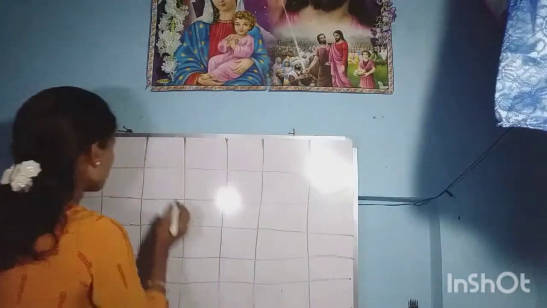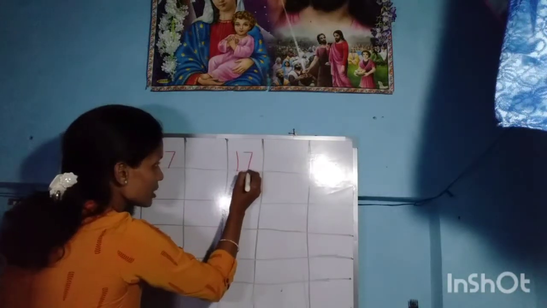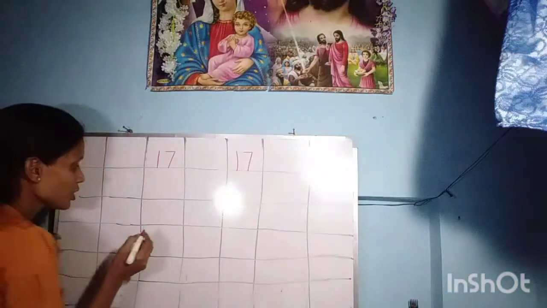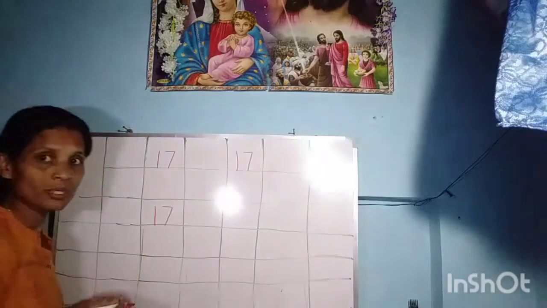Now let's learn how to write number 17. It's in the same way the way we have written number 10, 11, 12, 13, 14, 15, 16. Okay, so let's start writing. 1 towards your left and 7 towards your right makes the number 17. 1, 7 makes the number 17.